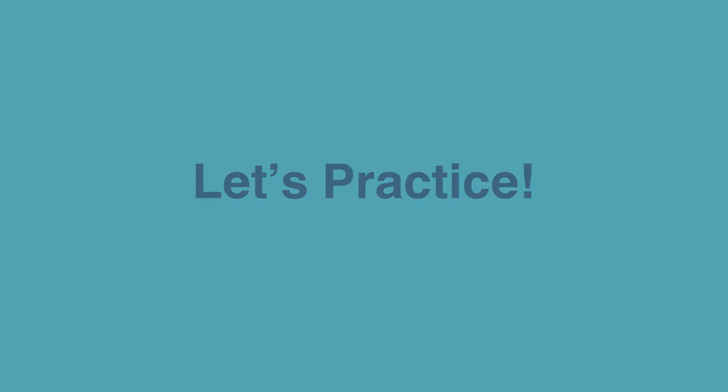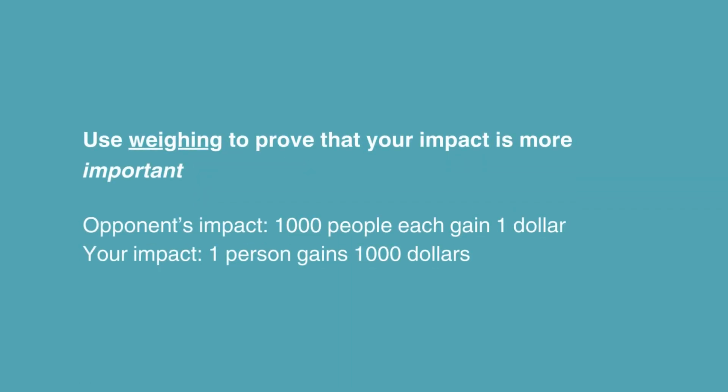Let's practice. Your job is to weigh your impact versus your opponent's impact and prove why you win. So your opponent's impact is that 1,000 people each gain $1, and your impact is that one person gains $1,000. Pause the video and take a few minutes to do this exercise.